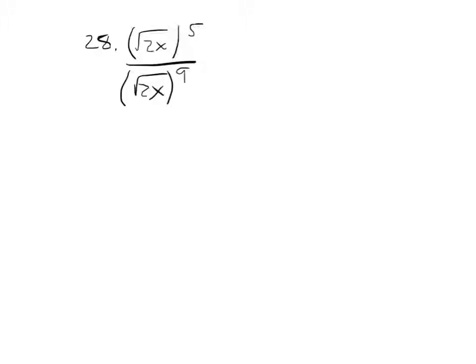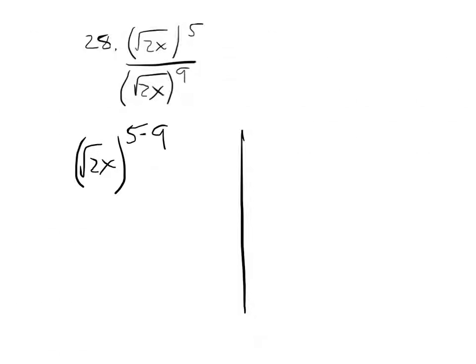Voila. So two ways to look at this one. I think if you recognize that you've got a common base here, root 2x, the first thing I would do is take that root 2x, which is a common base in numerator and denominator, and just use my laws of exponentiation, which would be 5 minus 9. So I get root 2x to the negative 4. Let's reciprocate. That's 1 over root 2x to the fourth.